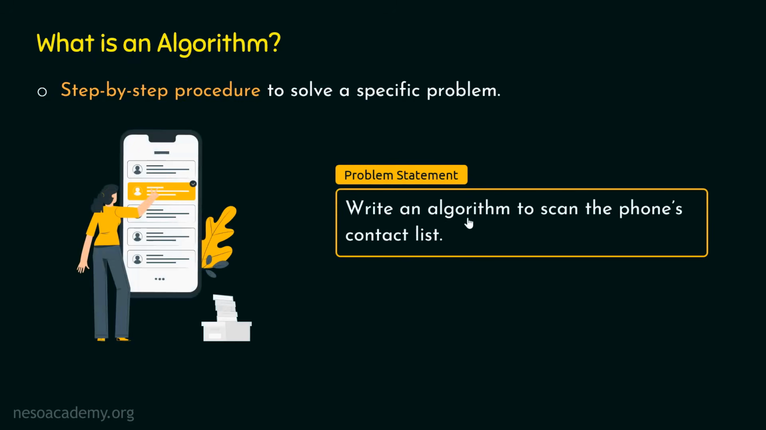We need to write an algorithm to scan the phone's contact list. This means we need to write an algorithm to search for a specific contact in the contact list. How are we going to write an algorithm to solve this problem? Algorithm is just a fancy name to write steps to solve a specific problem. So now let's try to write the steps to solve this problem.